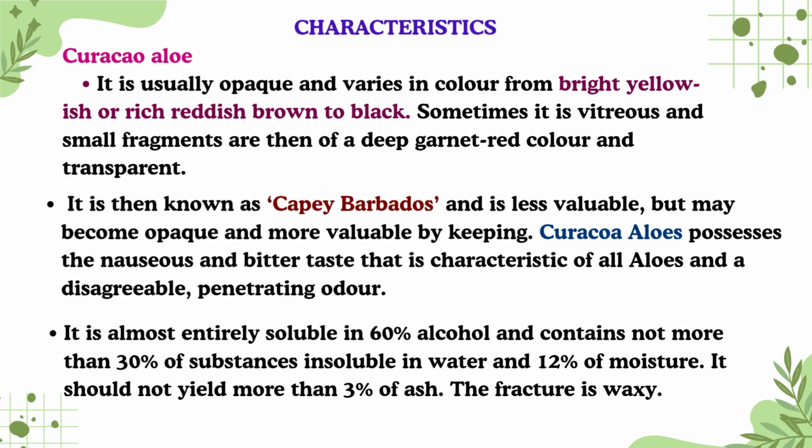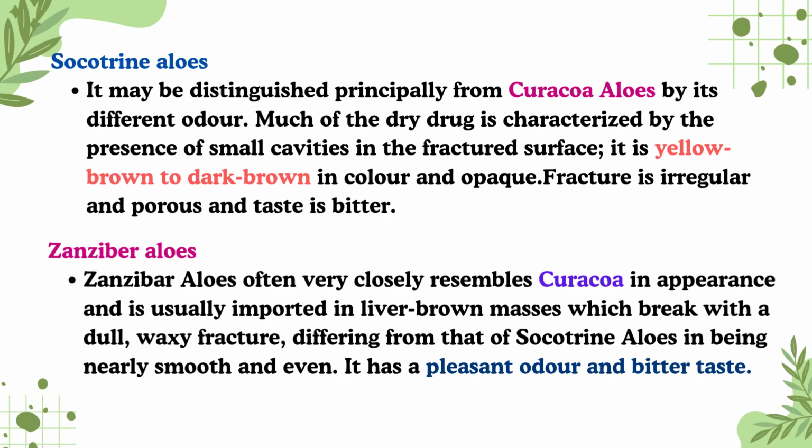The fracture is waxy. Socotrine aloes. It may be distinguished principally from Curacoa aloes by its different odor. Much of the dry drug is characterized by the presence of small cavities in the fractured surface. It is yellow-brown to dark brown in color and opaque. Fracture is irregular and porous and taste is bitter.